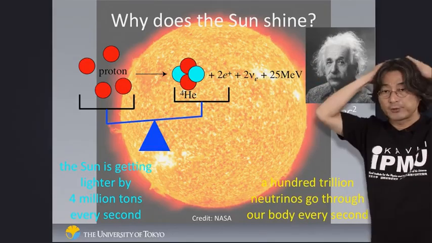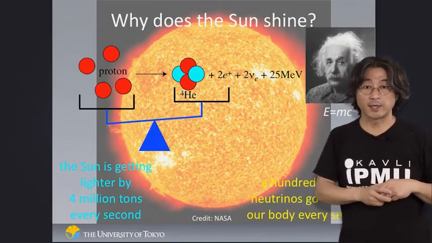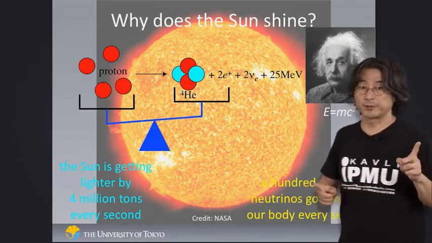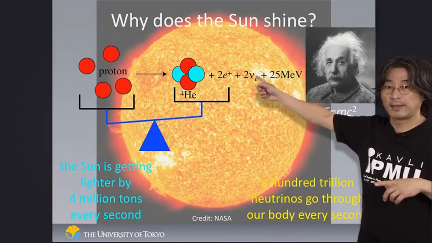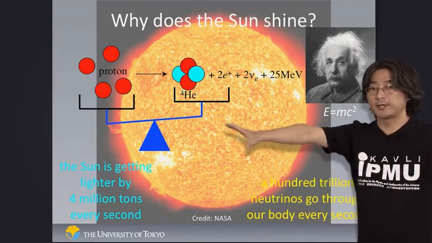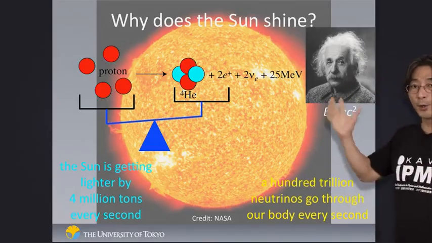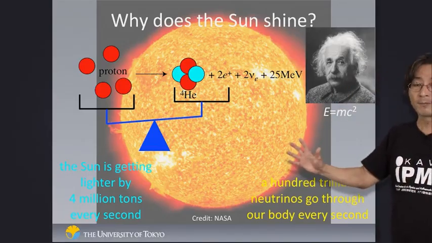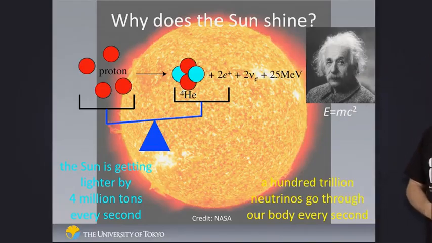So if you would like to answer the question, how do we know that this reaction is indeed happening inside the sun, there's an answer to this question. Namely, you can detect these neutrinos. And these neutrinos, such ghost-like objects, can just penetrate the entire sun with great ease. They can penetrate the entire Earth with no problems at all. And as a result, there must be 100 trillion neutrinos going through your body every second.